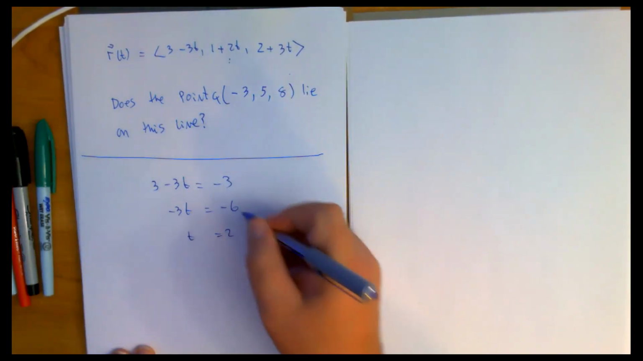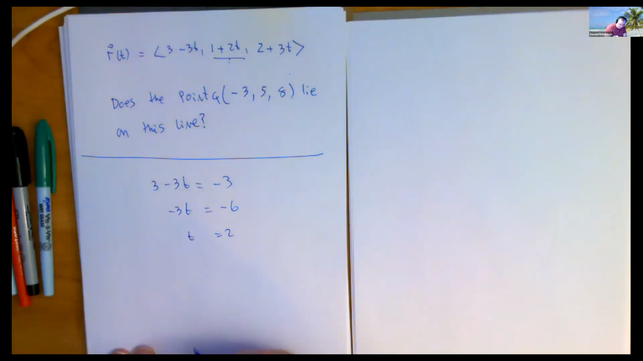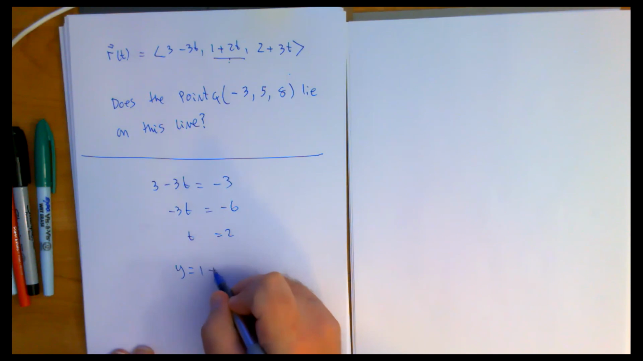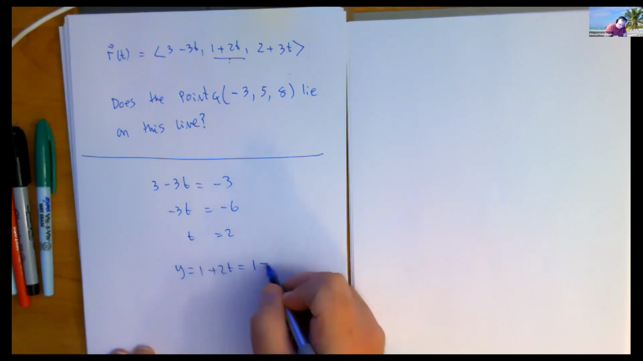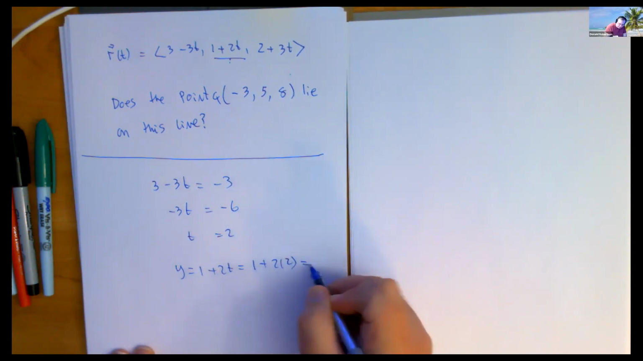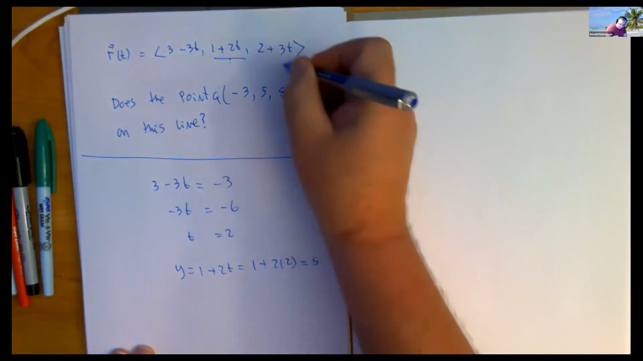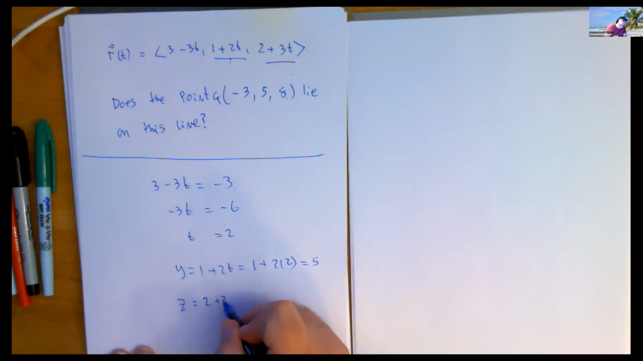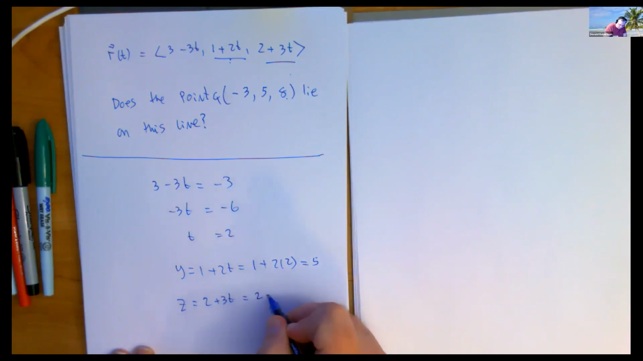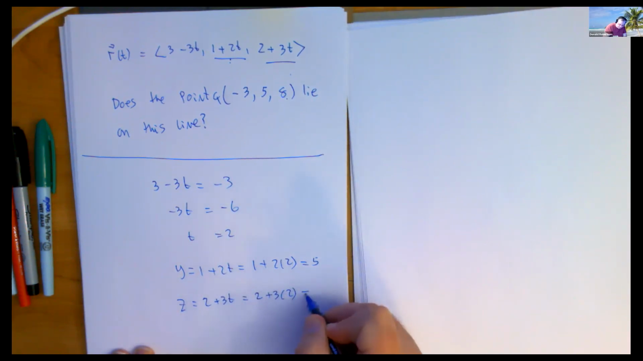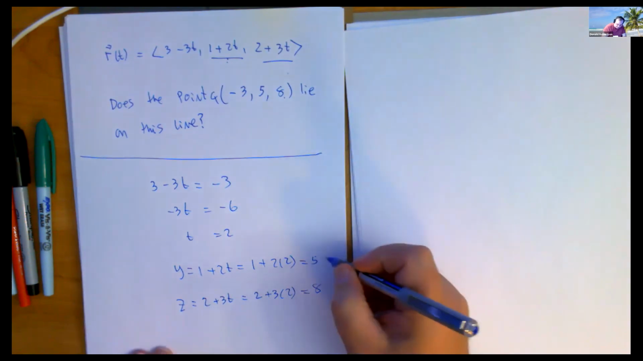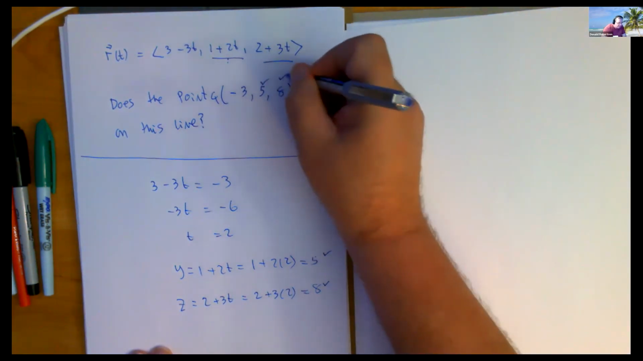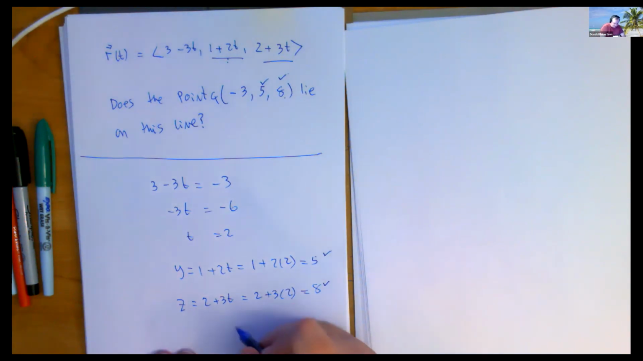Okay, so if I plug in 2, then the y coordinate should be 1 plus 2t. It should be 1 plus 2 lots of 2, which is 5. And if I plug in here, the z should be 2 plus 3t, which is 2 plus 3 lots of 2, which equals 8. And I guess the question is, did that in fact work? And the answer is yes in this case.